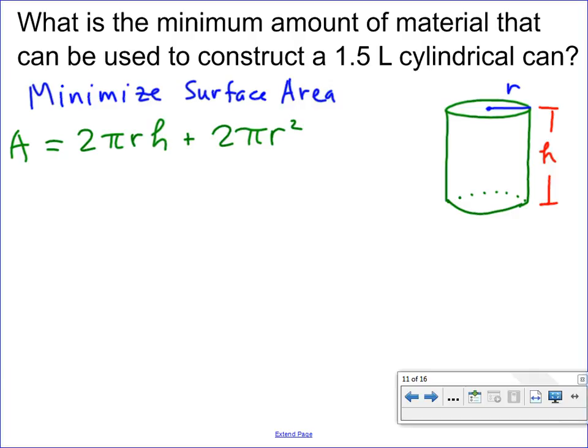The volume has to be 1.5 liters. And so regardless of my dimensions r and h, they must adhere to the volume equation that produces 1.5 liters.